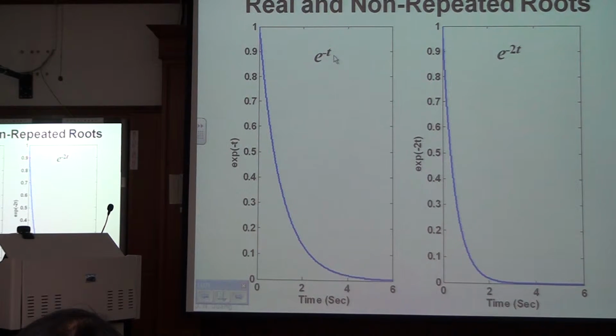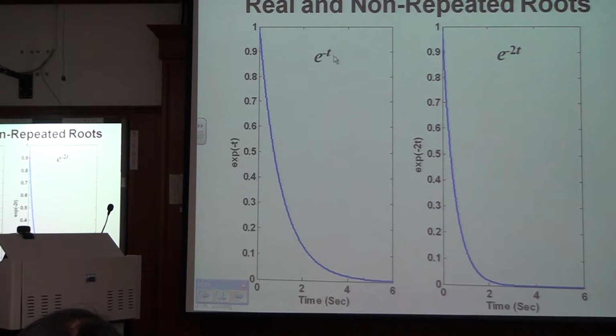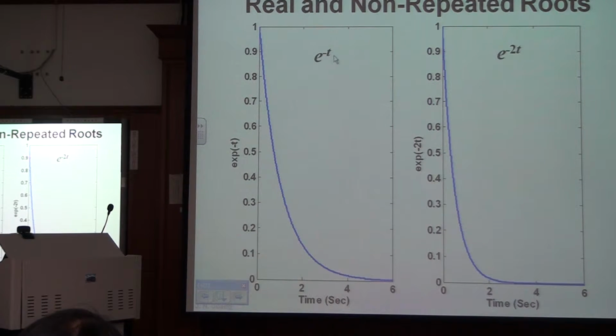This is like a damper, right? If I have a damper and it behaves like e^(-t), then my damper will absorb the energy quickly from your motions. That means I want to have minus 2 or minus 3 or minus 4. The more negative this term is, the more quickly the motions will damp out.